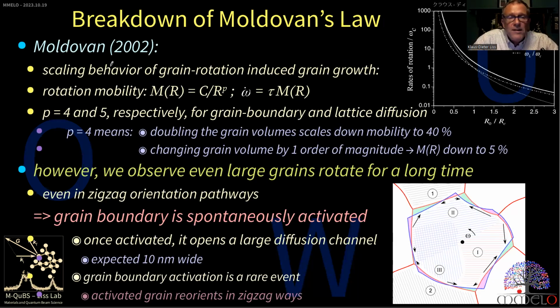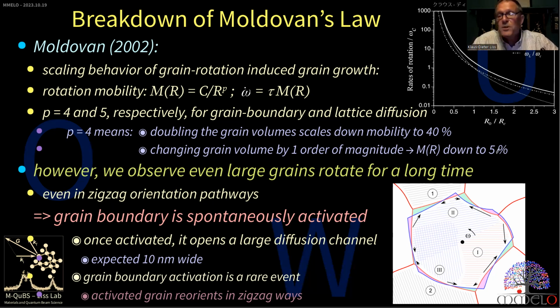So Moldovan, 2002, they say the scaling behavior of grain rotation induced by the grain growth is due to the mobility, which is some constant divided by the radius to the power of p. And that p is 4 or 5, respectively, for grain boundary and lattice diffusion. So probably you have grain boundary diffusion, then it becomes 4. P of 4 means doubling the grain volume scales down the mobility to 40%. And changing the grain volume by 1 order of magnitude scales down the mobility to 5%.